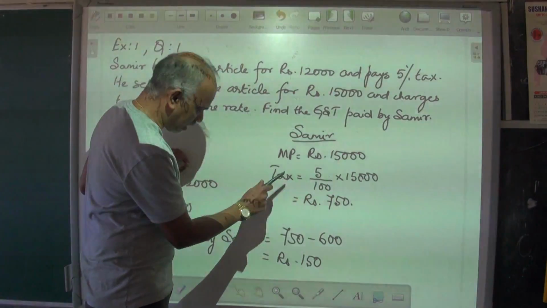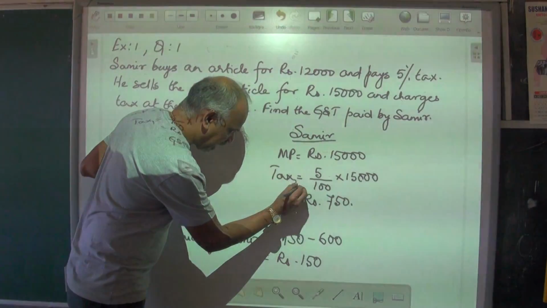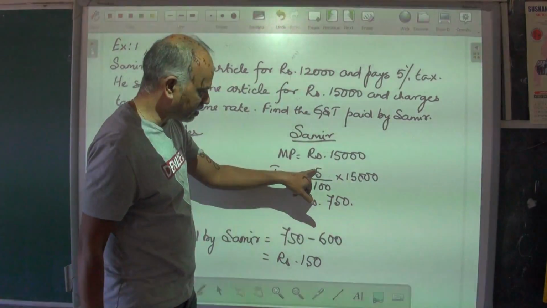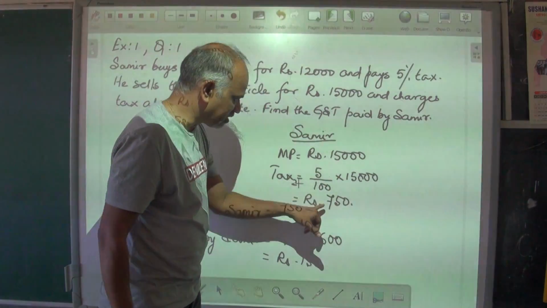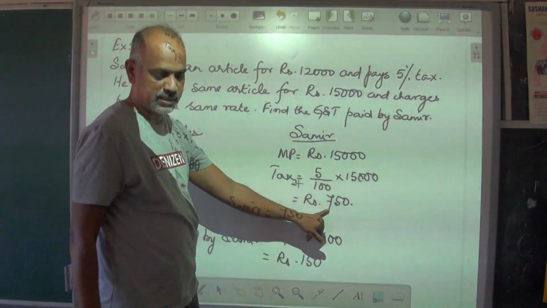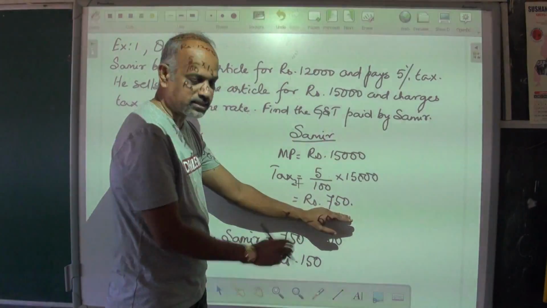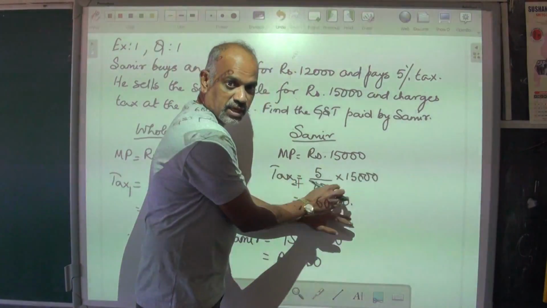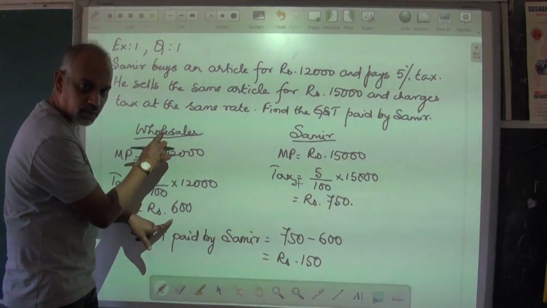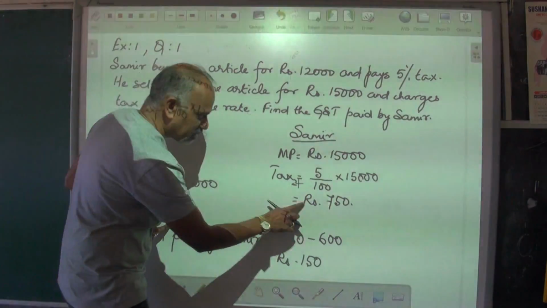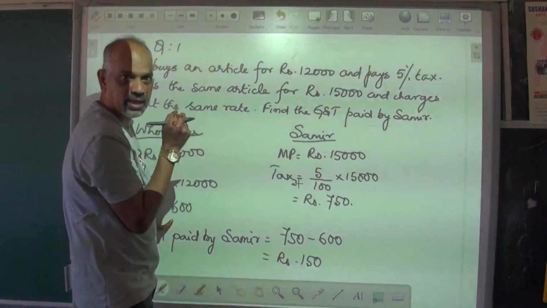Okay. So let's calculate the tax in the second case. Tax in the second case is 5%, 5 by 100 of 15,000. On simplification this will give you 750 rupees. So this is the tax Samir collects from the customer. This is the tax Samir paid the wholesaler, and this much is what he collects from the customer.